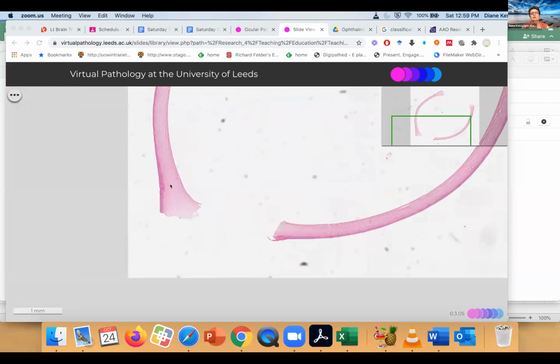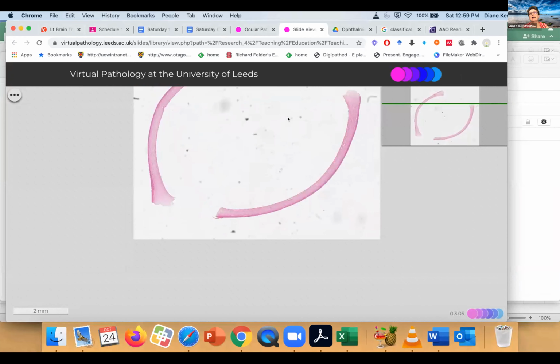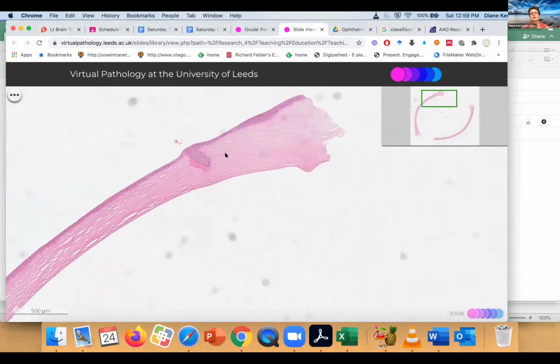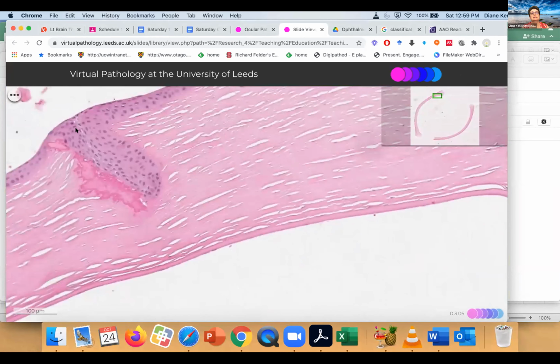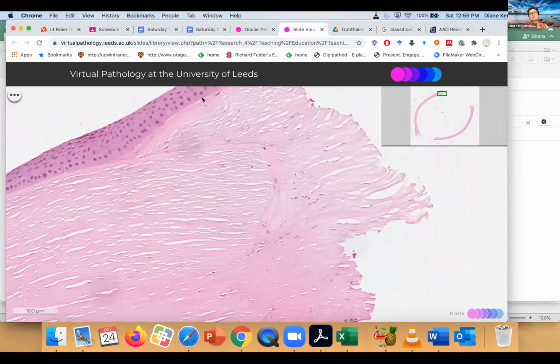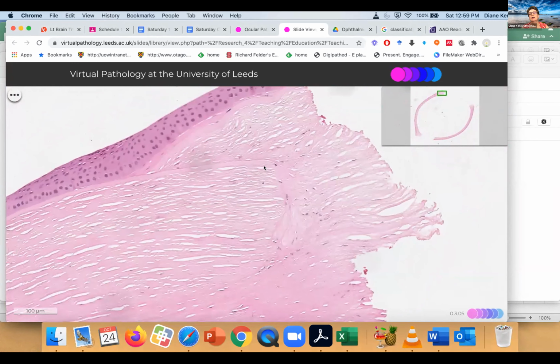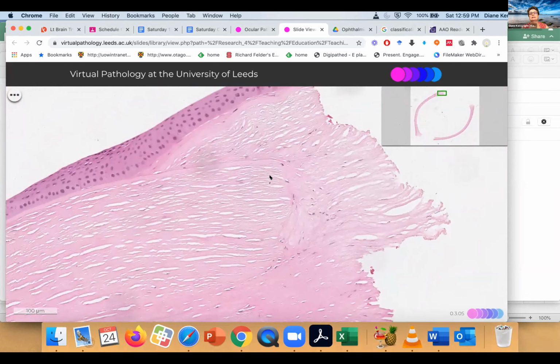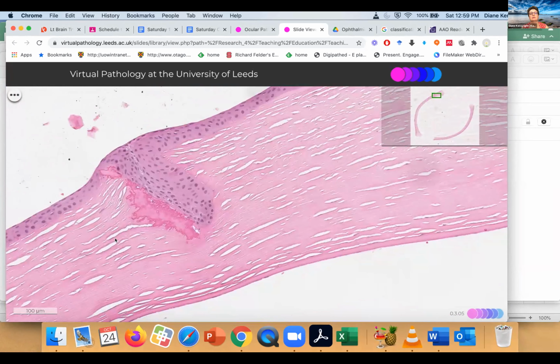Okay, so looking at this at low power, this is someone who's had a corneal transplant. We can see here we've got a bit of epithelial downgrowth into the corneal transplant. So this is maybe not even the first transplant, because we've got stuff happening out here as well. So we've got Bowman's membrane kind of curling around and quite a complicated scar, and then a bit of epithelial downgrowth through here.